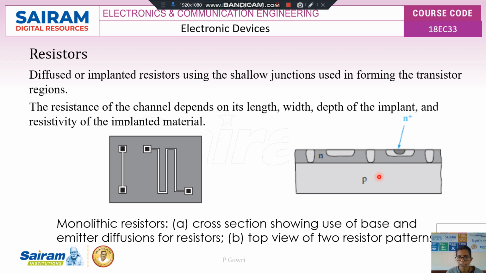If I take out two leads from a region which is isolated from everything else, for example an N plus region isolated all throughout its surface, the internal resistance of this material will give me a resistance property. The resistor can be of two types: one is a linear resistor and the other is a serpentine resistor. The serpentine resistor gives a high resistance value in a smaller region.